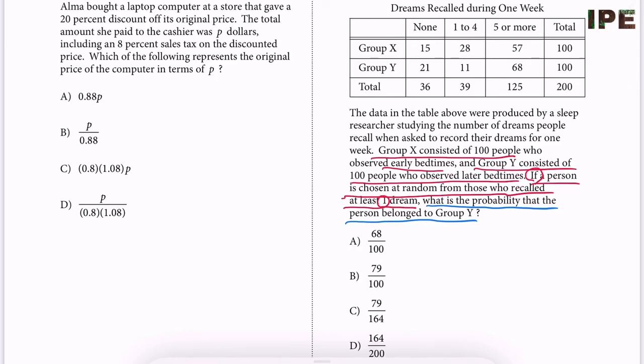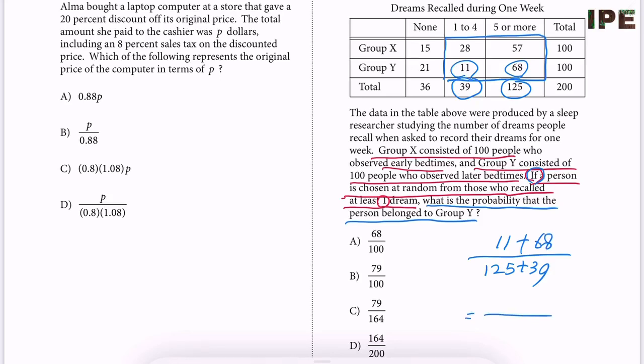It's a conditional probability problem. Because the chosen person has at least one dream, so not the total, just at least one dream, the 1 to 4 and 5 or more columns, only this group. The sum of these two numbers is the total. Out of them, how many people belong to group Y? That's the question. So what is the sum of these two? 125 plus 39. How many people are in group Y? Group Y is 11 plus 68. So 79 over 164. We call this conditional probability, right? So the answer is C. Okay, I'm done.